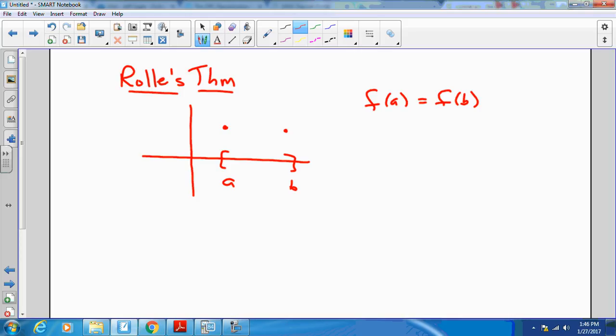It can look like anything as long as it's continuous and differentiable. That works. Yep. That works. Good. Okay, that works. And that works. Good. Got some different things here. I'm going to draw one. Here's mine.